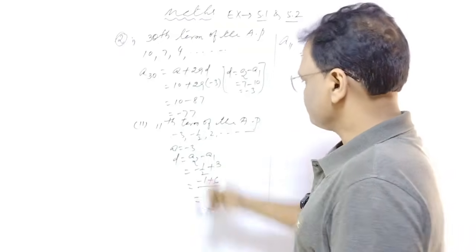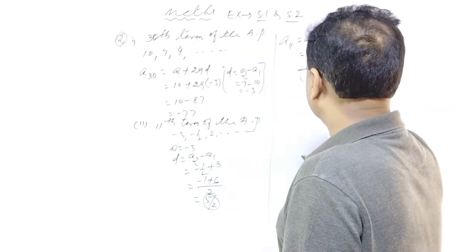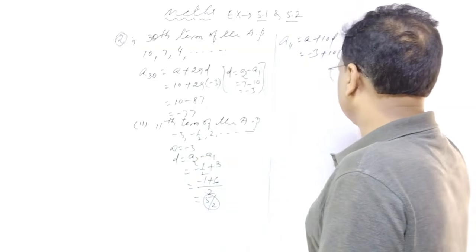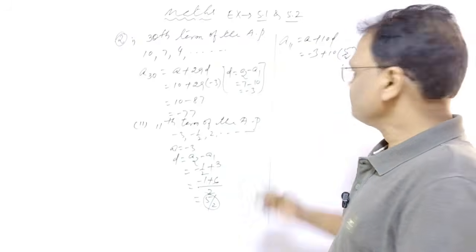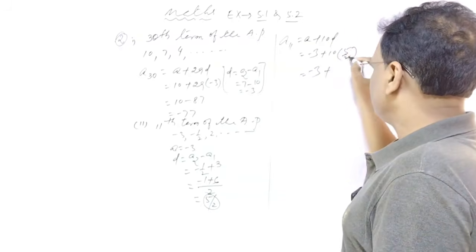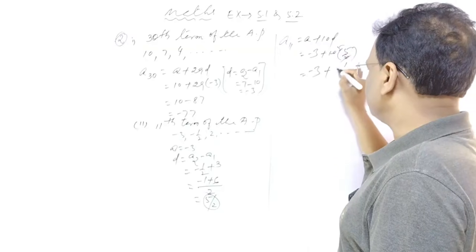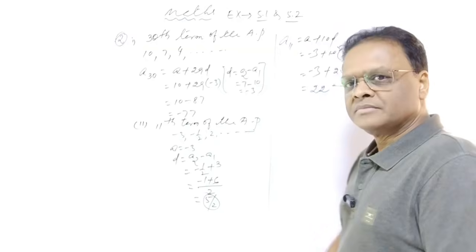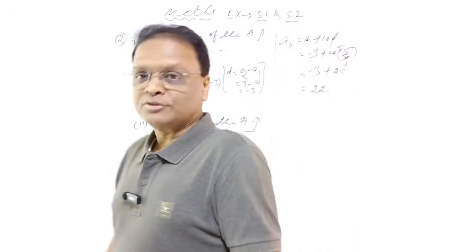So what is A? A is minus 3 plus 10 into D, which I just got as 5 by 2. Okay. Now this gives me minus 3 plus 2 fives are 10, 5 fives are 25. 25 minus 3 is 22. Over. Second. Now the question number 3.